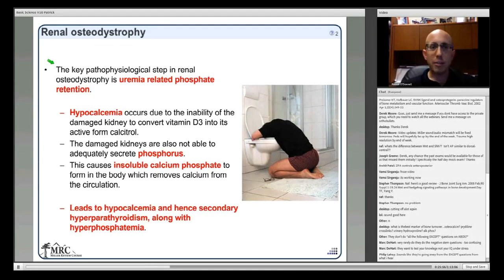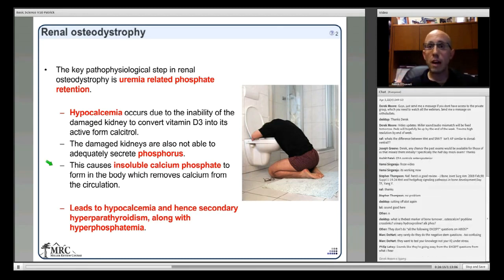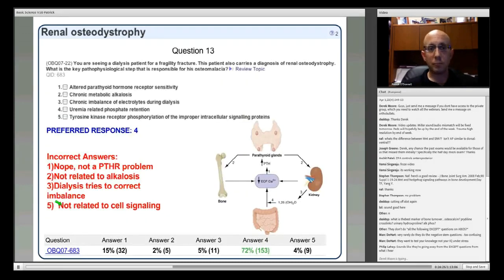The key pathophysiological step in renal osteodystrophy is the uremia-related phosphate retention. Remember, your hypocalcemia occurs because the kidney can't convert vitamin D into its active form, calcitriol. The damaged kidneys are not able to adequately secrete phosphorus. This causes insoluble calcium phosphate to form in the body, removing the calcium from circulation, leading to hypocalcemia, secondary hyperparathyroidism, and hyperphosphatemia.